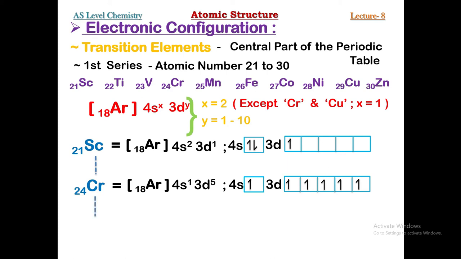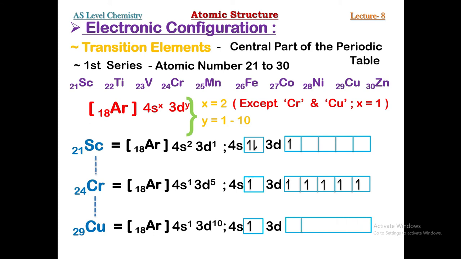Likewise, after this you can place 2 electrons in 4s and the remaining electrons in 3d till we reach copper. In case of copper, the electronic configuration is again 4s1, 3d10. 4s would have 1 electron and 3d would have complete 5 orbitals.